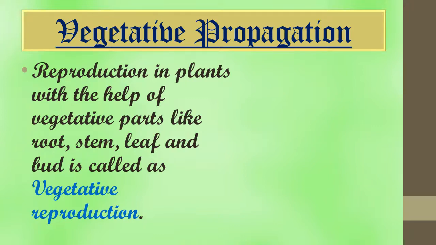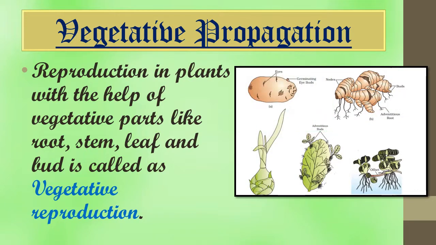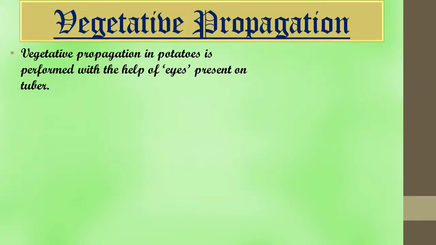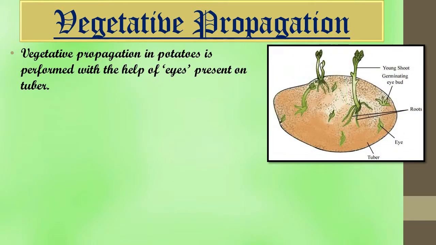Here you can observe different examples of vegetative propagation in plants, like potato, ginger and the leaf of bryophyllum. Now students, let's understand some examples. Vegetative propagation in potatoes is performed with the help of eyes present on a tuber. These are the eyes, and from these eyes you can observe the young shoot germinating from the eye bud. From this eye bud a new plantlet can grow. This is a type of asexual vegetative propagation.